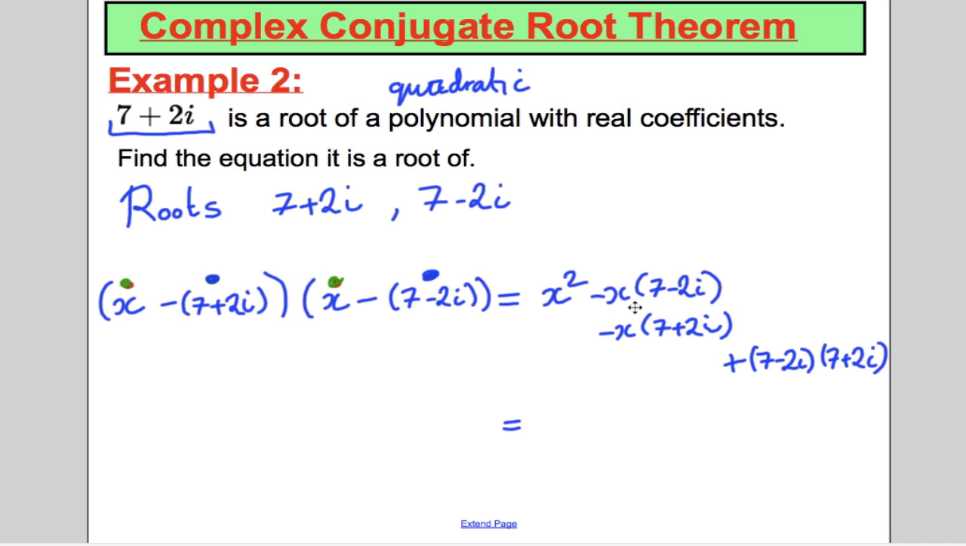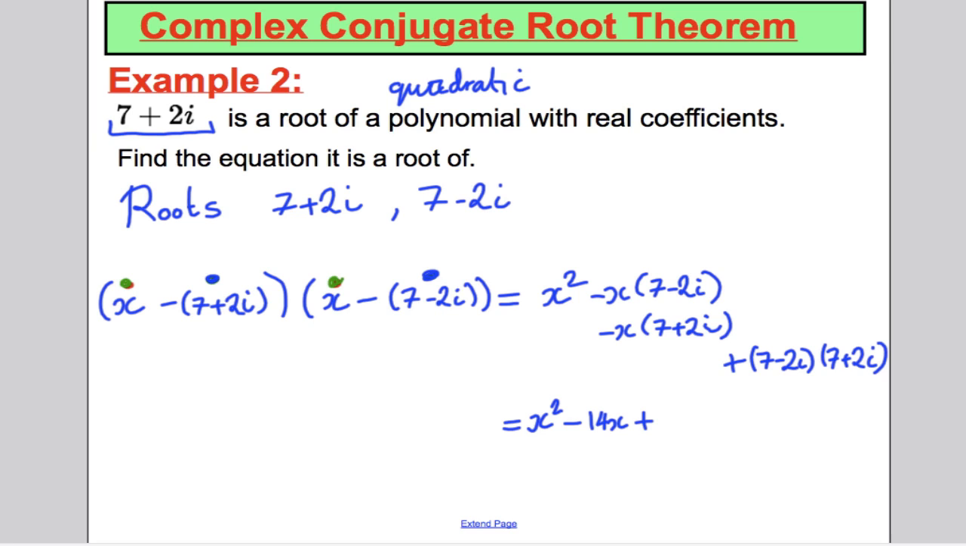Now, let's try and tidy that up. Let's try and do it a little bit cleverly so we don't create too much work for ourselves. We still have an x squared. Now, this times this is going to give me a negative 7x. This times this is going to give me a negative 7x. In total, I'm going to have negative 14x. This times this is going to give me positive 2xi. This times this is going to give me negative 2xi. They cancel, so I don't get any more terms.